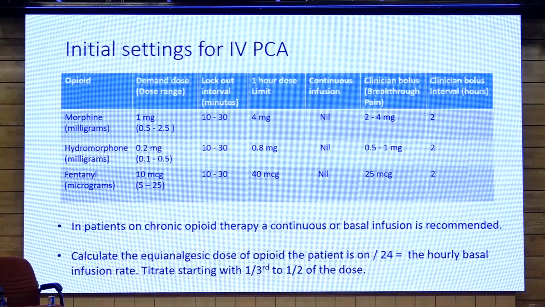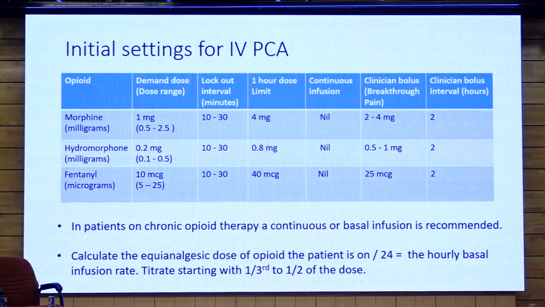Fentanyl, a demand dose of 10 mics with a lockout interval of, again, 10 to 30 minutes. And a continuous infusion, as we have already discussed, is avoided in opioid-naive patients. But a continuous infusion could be used in patients on prior opioid therapy.